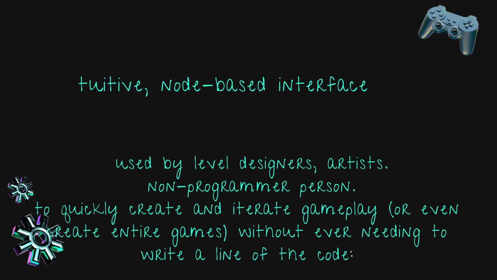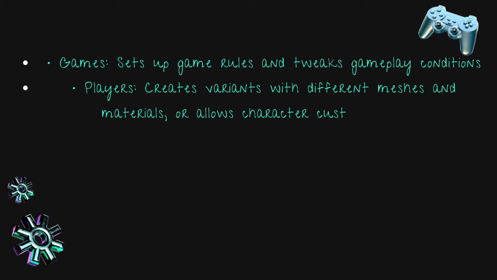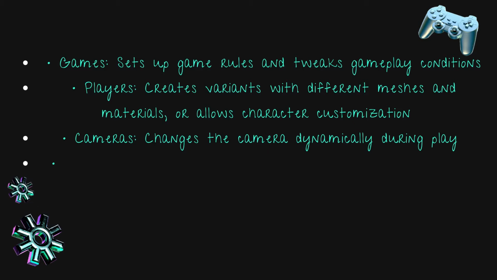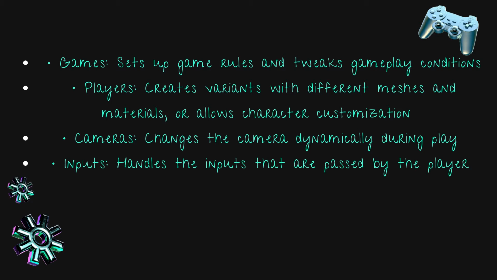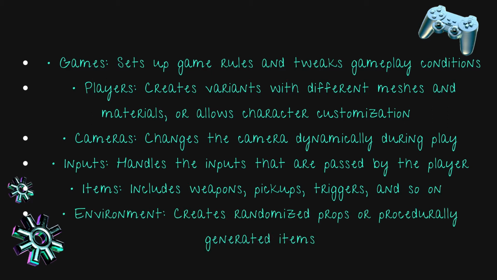The following is a list of common uses that are covered by this video. First is the games. Here we set up game rules and tweak gameplay conditions. Second is the players. Here we create variants with different meshes and materials or allow character customization. Third is cameras. Here we change the camera dynamically during play. Fourth is inputs. Here we handle the inputs that are passed by the player. Fifth is items, which includes weapons, pickups, triggers, and so on. And the last one is environment. Here we create randomized props or procedurally generated items.